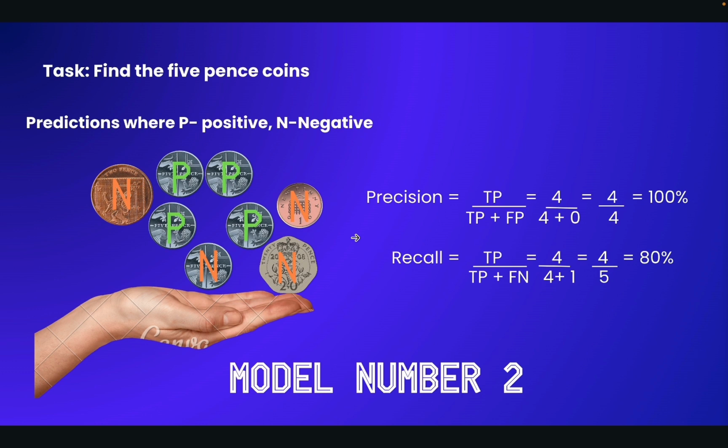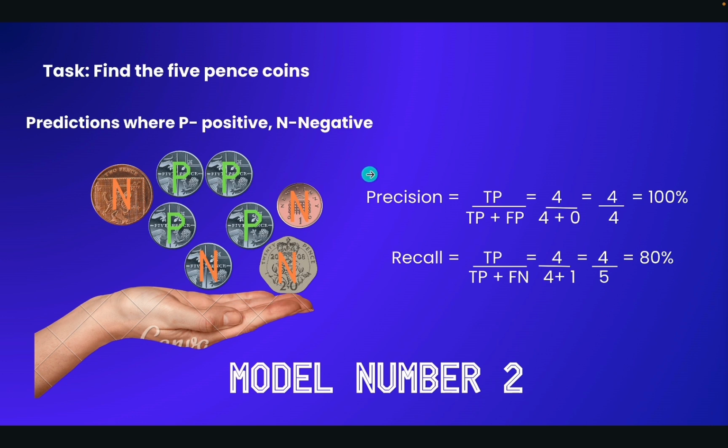Now the next model, which looks like it has a better performance, is saying that there are 4 of the 5 pence coins. So the precision will be 4 divided by 4 plus 0, because there is no positive prediction that is wrong. There's no false positive here. So it's going to be 4 divided by 4, which is 100%.